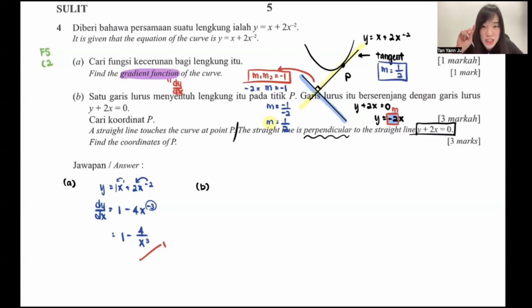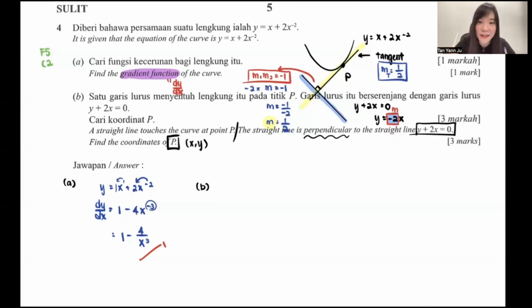Look carefully, the yellow line is called the tangent. So usually I'll write mT, that means gradient for tangent. mN means gradient for normal, okay? So the gradient for the tangent, now I know it's 1 over 2. Now, find the coordinates of P. The coordinate answer is always x, y.